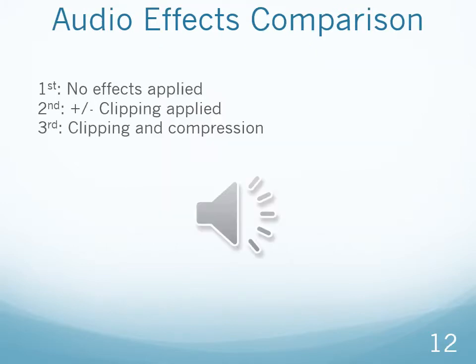This being an audio circuit, I thought it would only make sense to do an audio demonstration that shows the difference between the effects as I've created them. So I created a little drum loop and then ran it through the circuit. The first time there's no effects applied. The second time there's clipping at the max value, and then the third time there's clipping and compression. So let's listen.